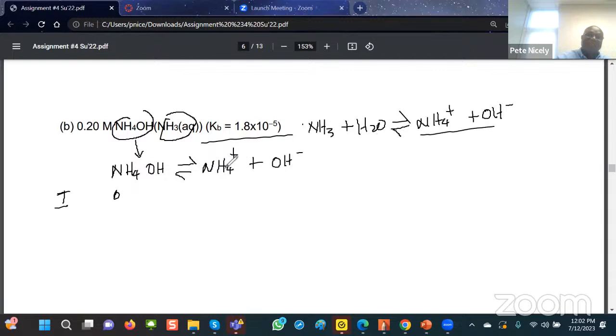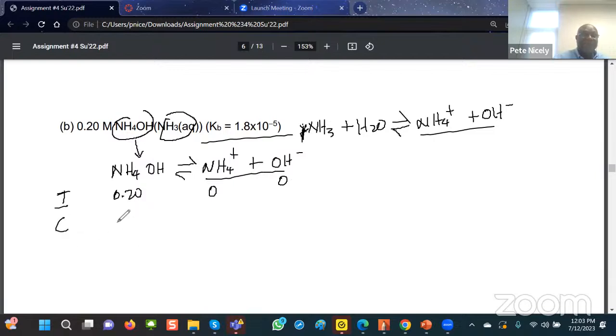So both equations are basically different ways of representing the same thing. They both have the same products in the end, but the reactants are different. So it doesn't matter which one you use, to be perfectly honest. I could have used this for the ICE table, but I've decided to use this. All right. Okay, so 0.20 here would be the initial concentration of the ammonium hydroxide. And here you're going to have 0 and 0 here.